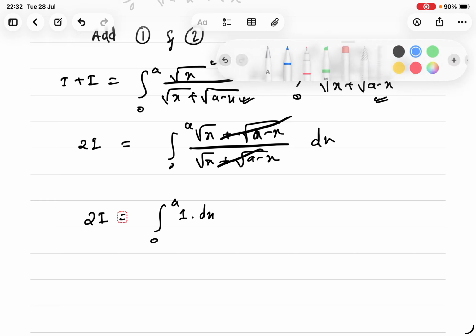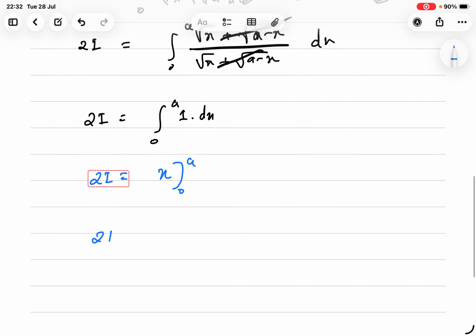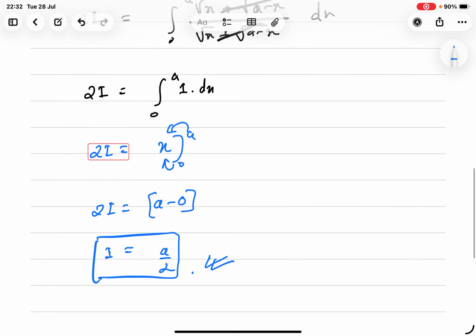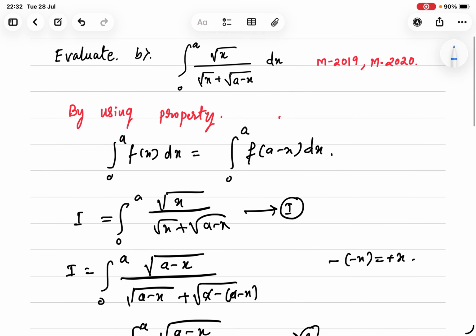What is the integral of 1? That is nothing but x. So 2I is equal to x from 0 to a, so 2I is equal to a minus 0, the higher limit minus the lower limit, and I is equal to a by 2. That is the answer. So I hope it is clear. Whatever the values are there, you have to substitute them one by one.